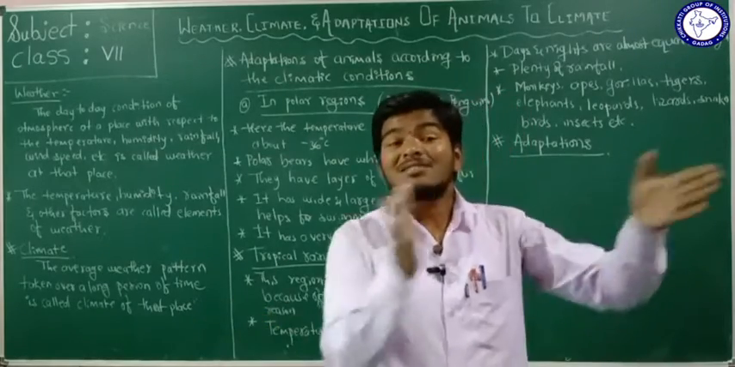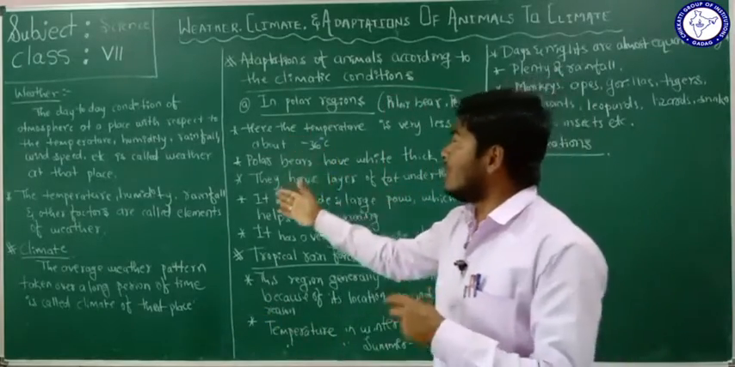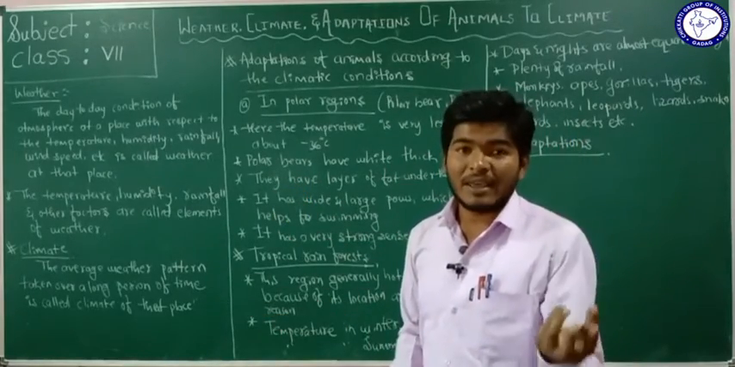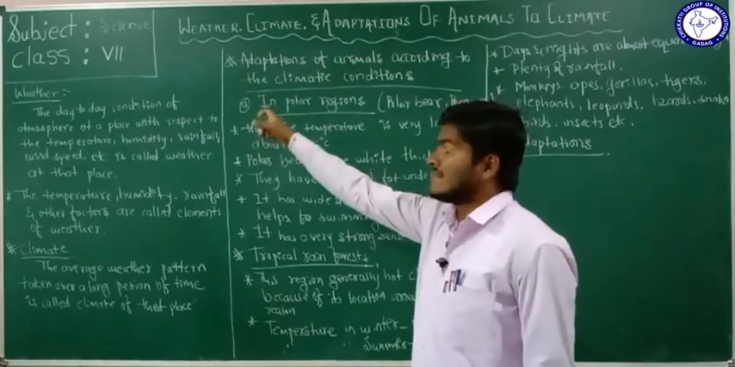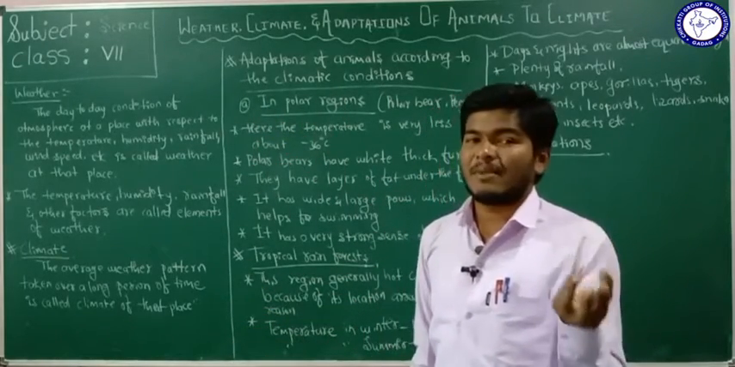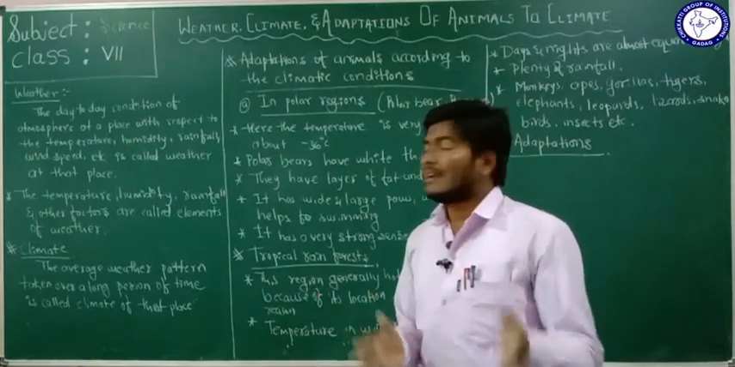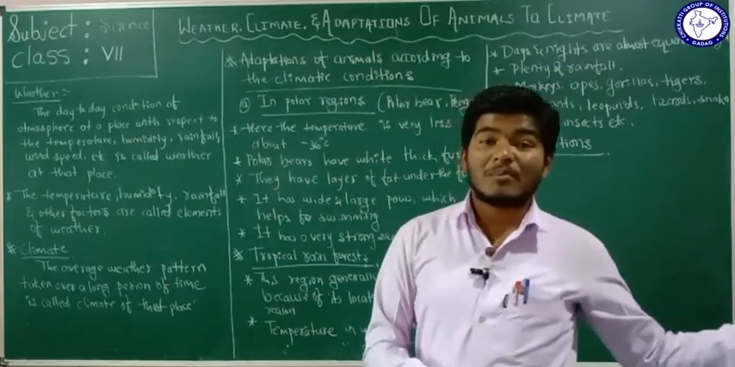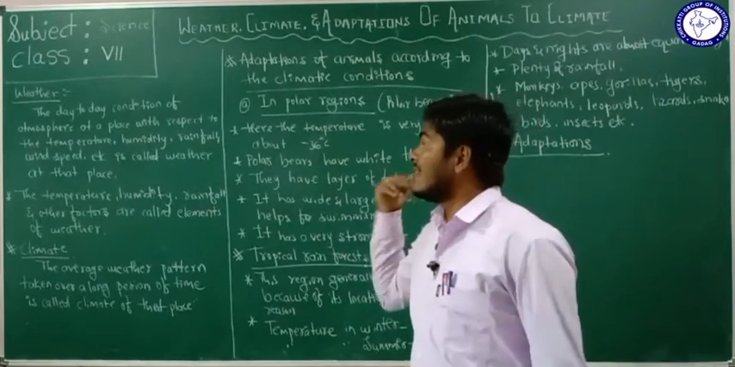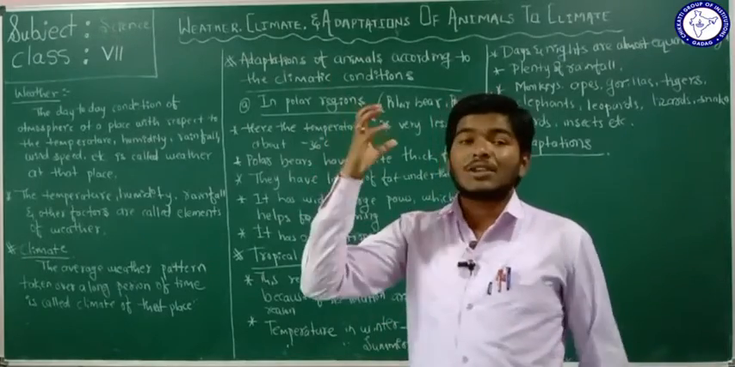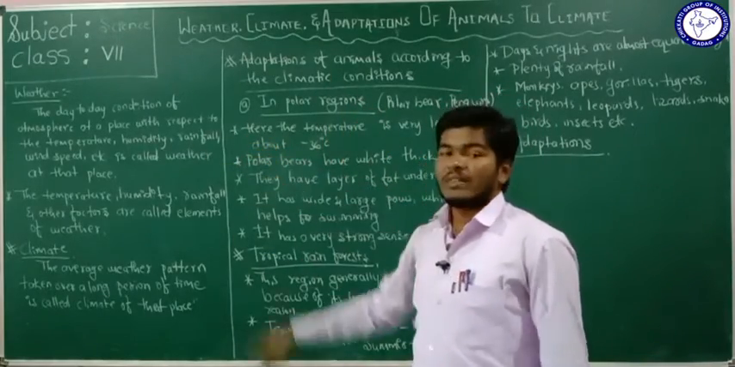So the change in temperature, the change in humidity, or the change in rainfall on a day is called the weather of that place. Is it clear? So what is meant by the weather of that place? It is nothing but the change in the condition of the temperature and the change in the condition of the humidity from the last day at a particular place. That is called the weather.